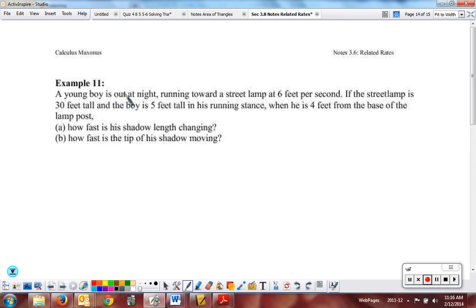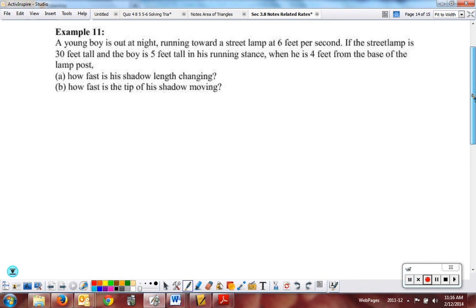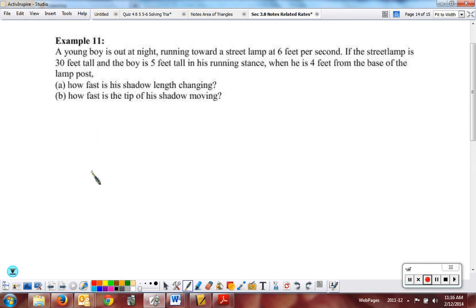All right, the last. A young boy, out at night, past his curfew, is running toward a street lamp. Okay. Bad idea. Here's my street lamp. Draw my little street lamp. Here's my little boy running. Okay. Nice little picture going here. He's running toward the street lamp, 6 feet per second. The street lamp is 30 feet tall. The boy is 5 feet tall. And when he is 4 feet from the base of the lamp post, I'm asking some questions.